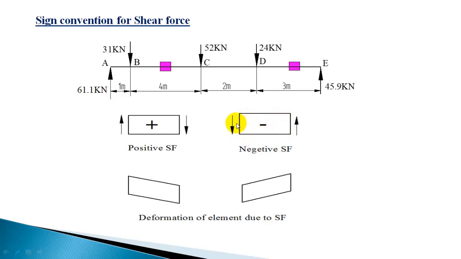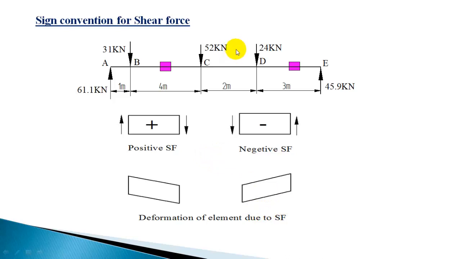So when the element is subjected to a downward push on the left face and an upward push on the right face, that is considered as negative shear force. As a result of this negative shear force, if the element deforms, it will deform like this. On the left side the fibers will go down, and on the right side the fibers will move up, and this kind of deformation is considered as negative shear force.